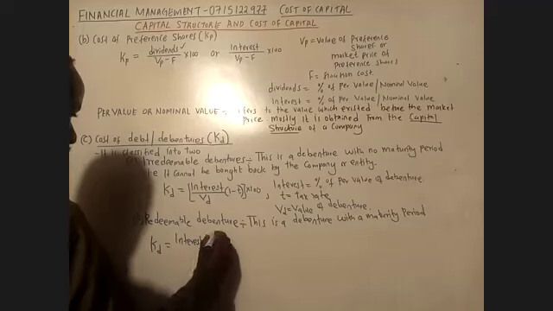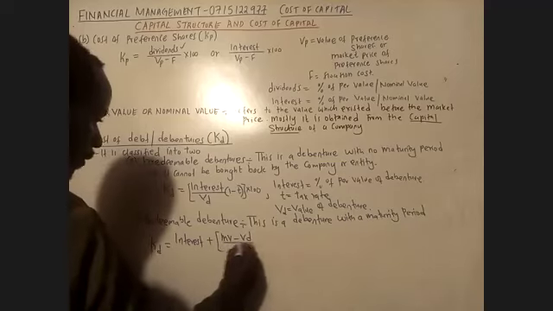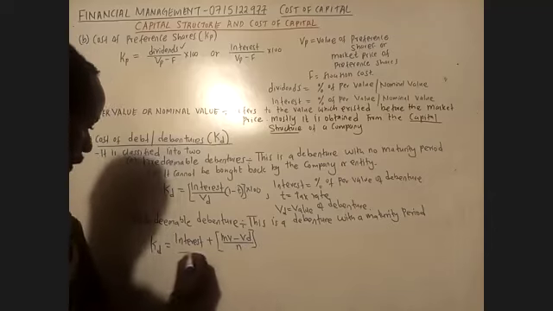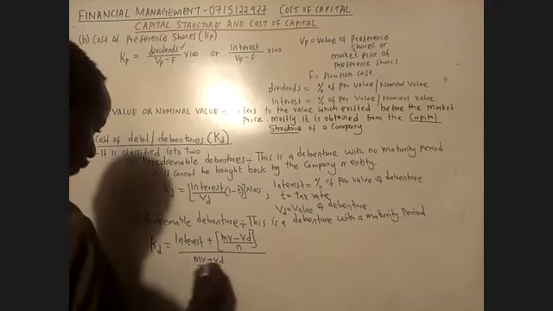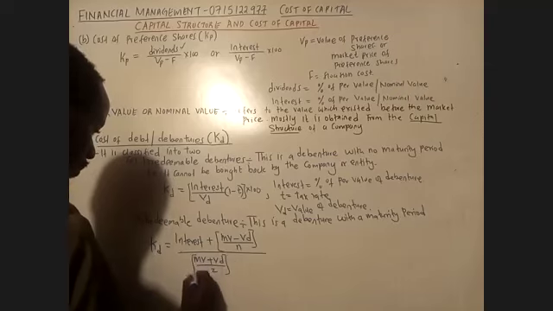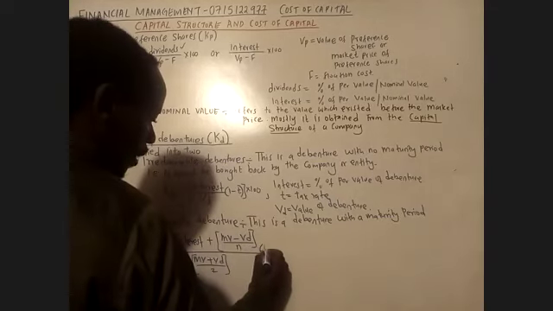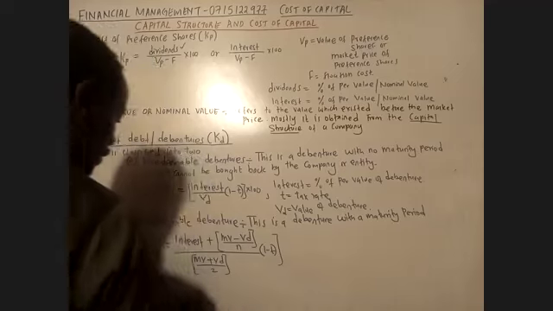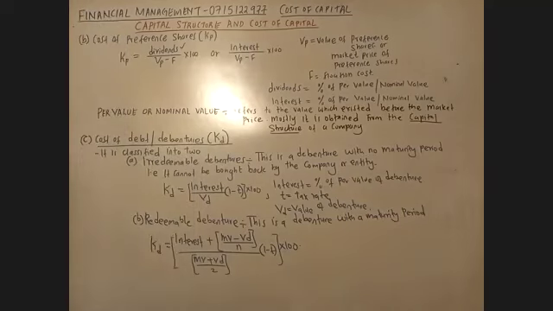Plus the bracket MV minus VD over N. Then everything over the sum of MV plus VD divided by 2. Then you multiply with the tax, 1 minus T. Then what you get, you multiply by 100. That's one way you can do it.